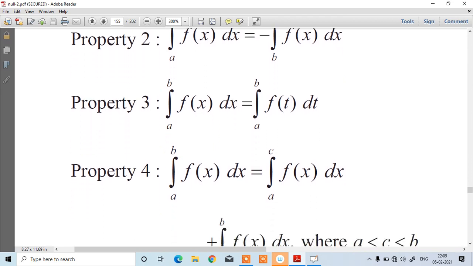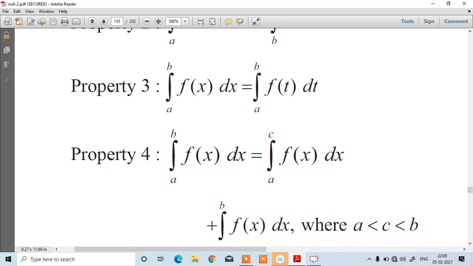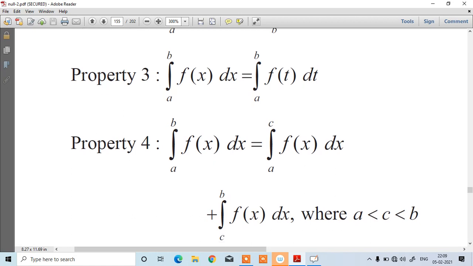Then what is property number 4? See, if you want to evaluate the integration from a to b of f of x dx, then it can also be written as integration from a to c of f of x dx plus integration from c to b of f of x dx, where c is any number between a and b. It means if it is defined for a to b, then you can evaluate it for a to c and then from c to b, like this. Okay, this is property number 4.